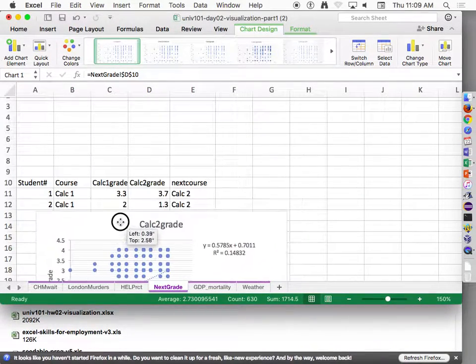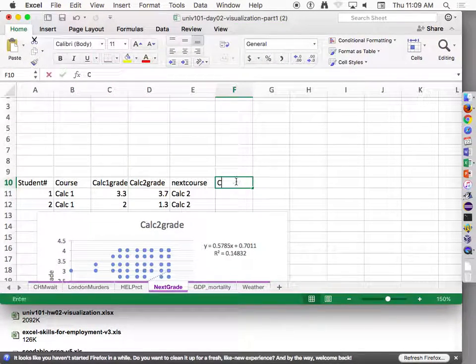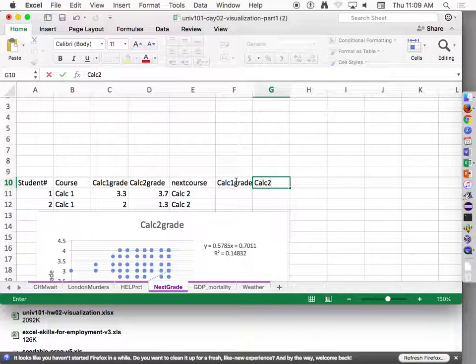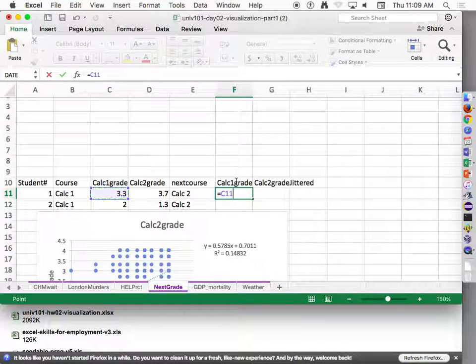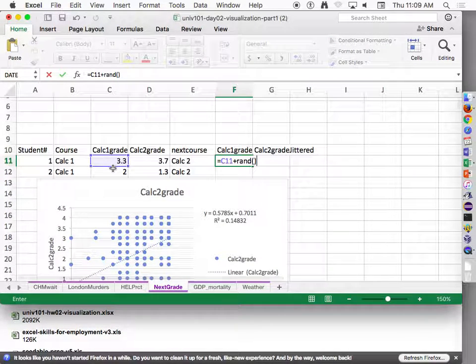So we're going to do something called jitter. So we'll say Calc 1 grade jittered, Calc 2 grade jittered. And we're just going to take this and add a random amount to it. That way it'll probably unstack with other dots that would ordinarily be stacked on top of it. But I have to think carefully, how much randomness do I want to add? If I just do rand, that'll be between 0 and 1. So a 3.3 could look like a 4.3.